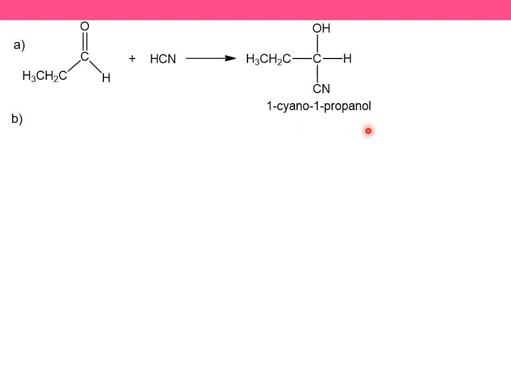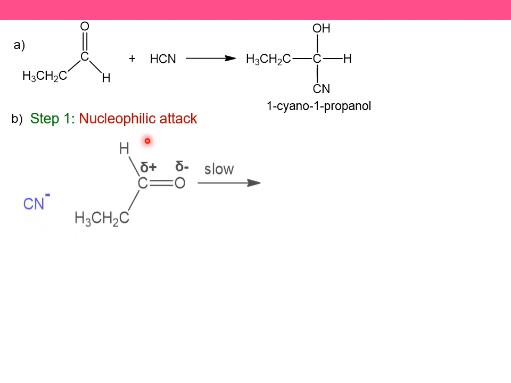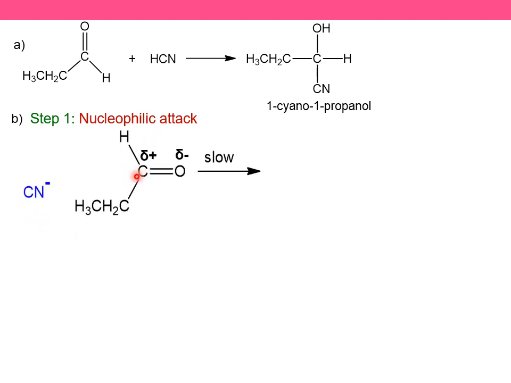Now let's do the mechanism. What is the first step of the mechanism? Yes, nucleophilic attack. First, we need to attack the carbonyl carbon, the electropositive part, with the nucleophile. Basically, CN- is attacking the electropositive part, and then the double bond is going to give its electron to oxygen, the electronegative part. This is a slow reaction. Don't forget to write this down.